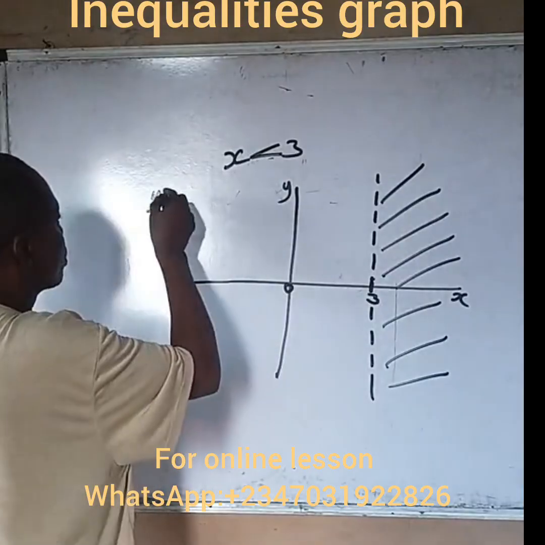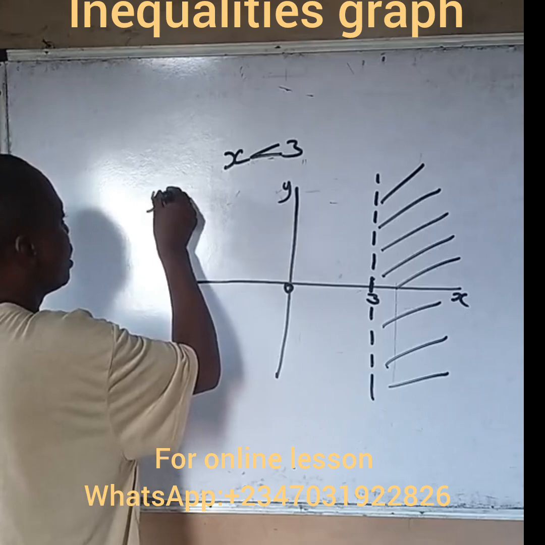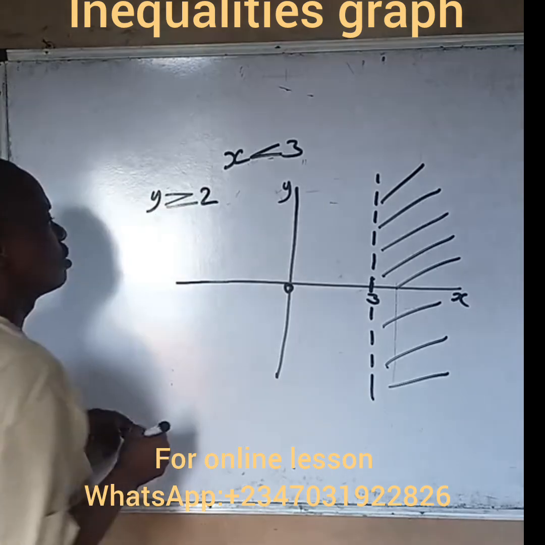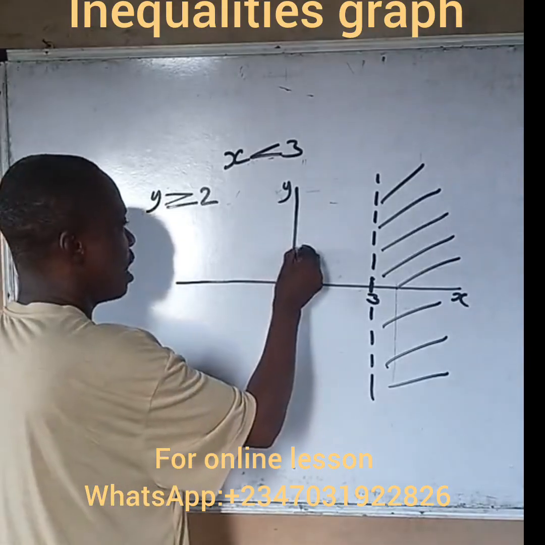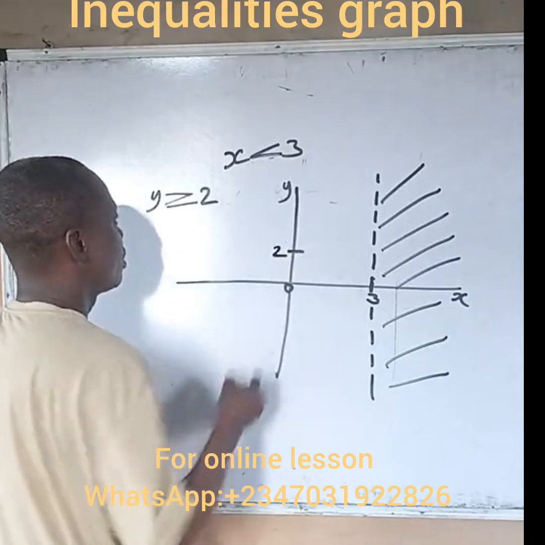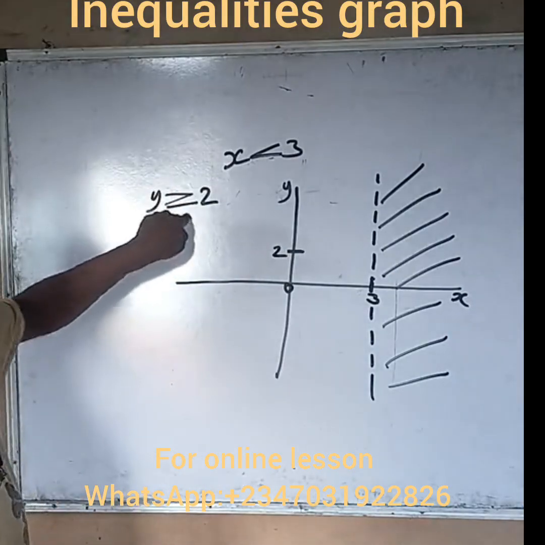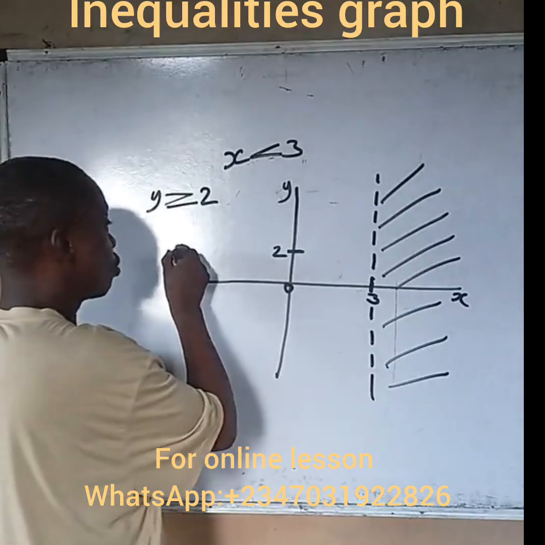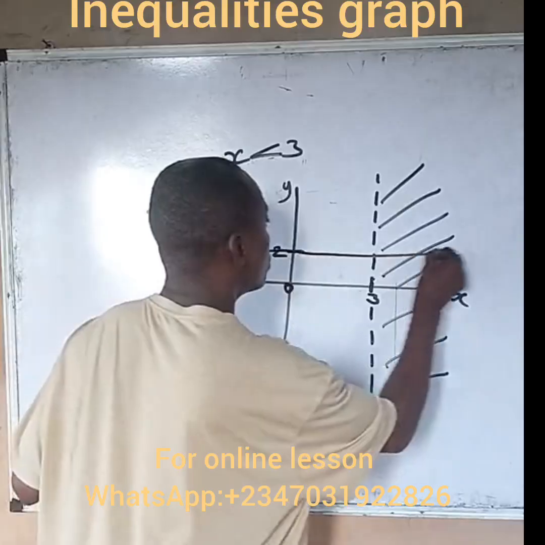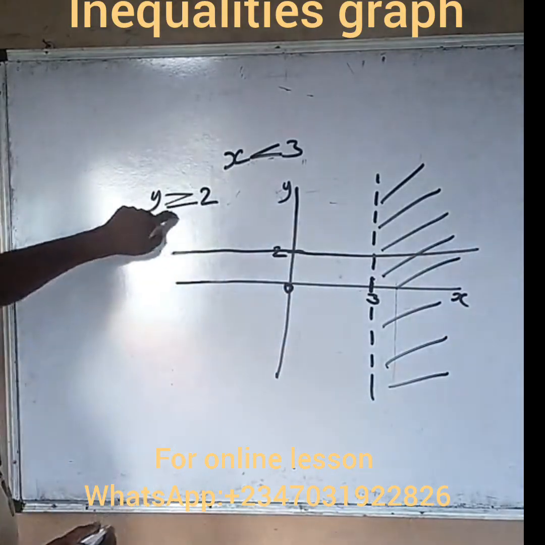Now, y is greater than or equal to 2, and here is your y2. You now say y is greater than or equal to 2. Because of this or equal to, this is your y2, you have to take a ruler and draw a full line across that y2. That is the first step because of this or equal to.